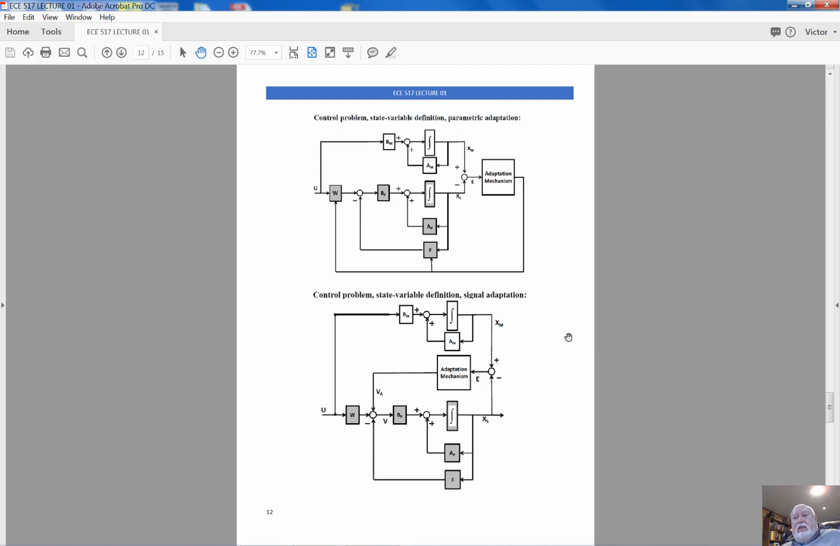I will reiterate my example. What you can see here is a control system defined in terms of state variables, and the system is a model reference system with parametric adaptation. Where is the reference model? This is the reference model. It represents the desired closed-loop system behavior. It's a simulator in the flight control computer, for example.